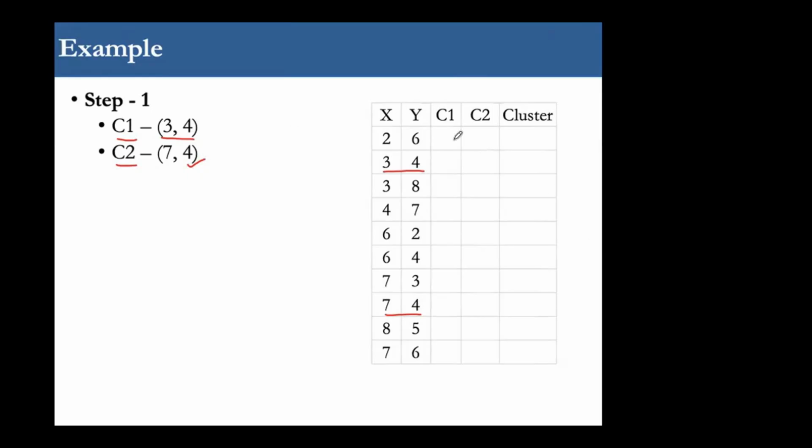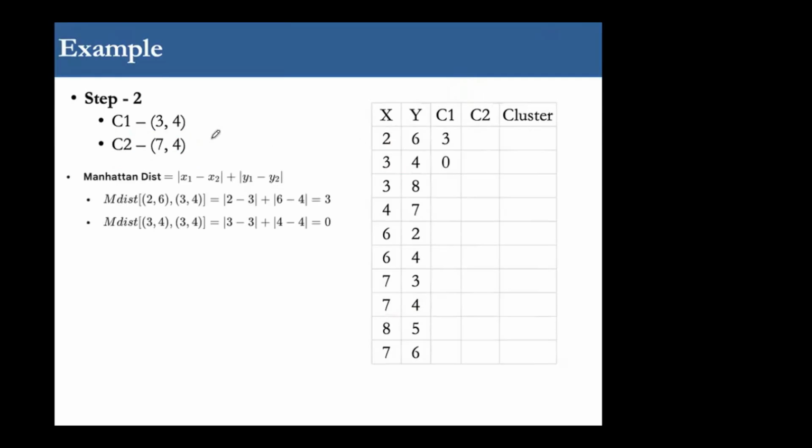Now, using a distance measure, we need to find the distance between a particular data point and the cluster center. We have two clusters, so we will find it for both, and whichever cluster has the least value, that is the cluster this data point belongs to. So we'll try to calculate it. Here in this case, we'll be using the Manhattan distance. Manhattan distance is |x1 minus x2| plus |y1 minus y2|.